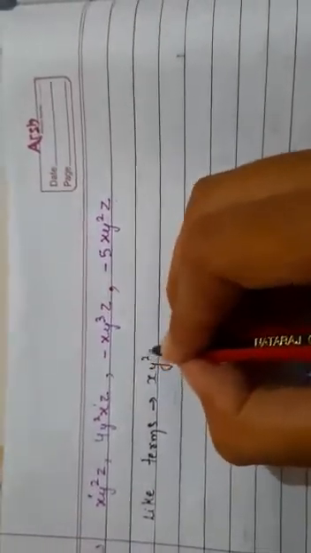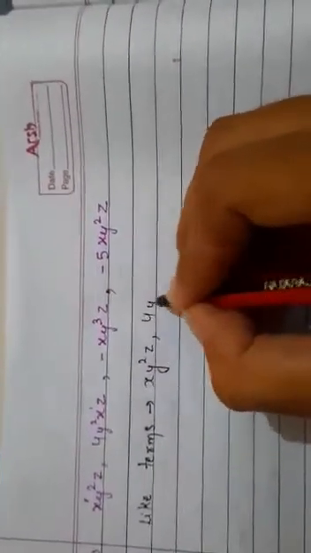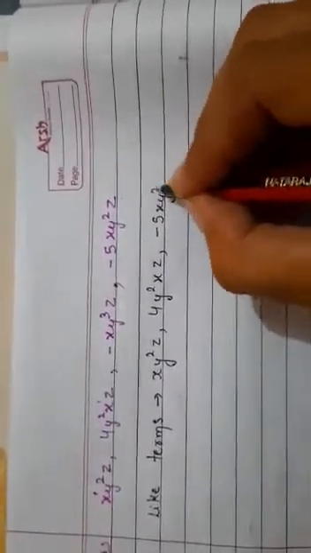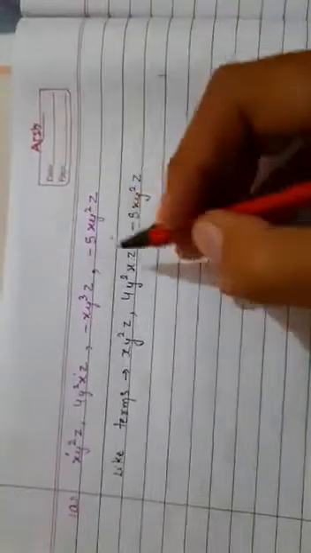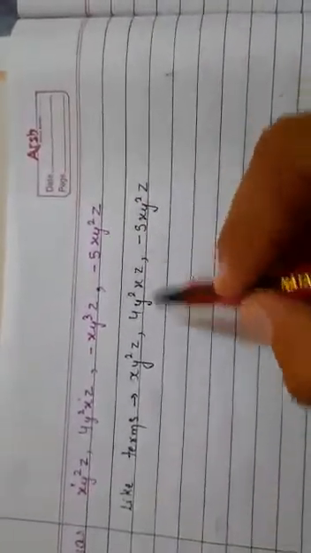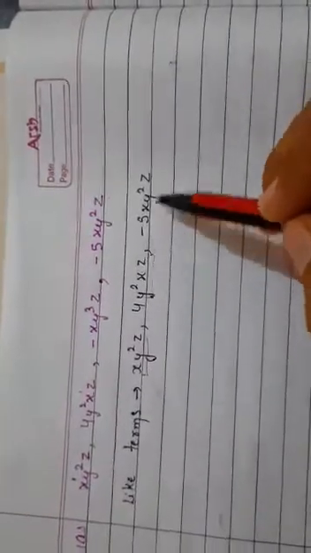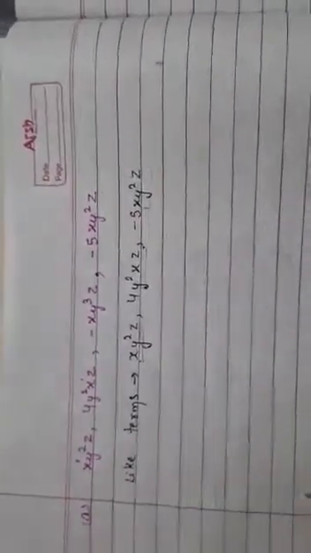x y square z, 4y square x z, minus 5x y square z. We have to see the same variables. Whichever constants are there, they can be any, it doesn't matter, but we have to see that these variables should be the same, so those are called like terms. Clear to all? Now they said to write the coefficient of each like term.